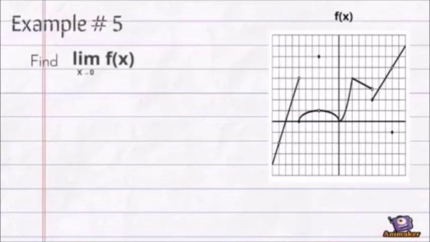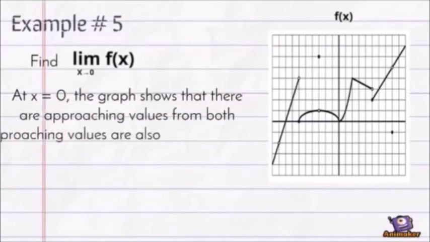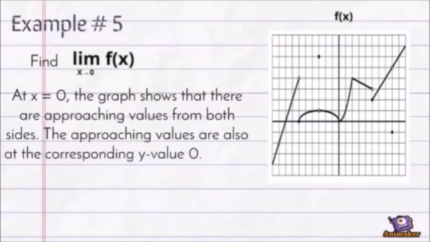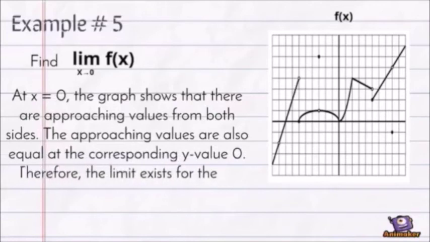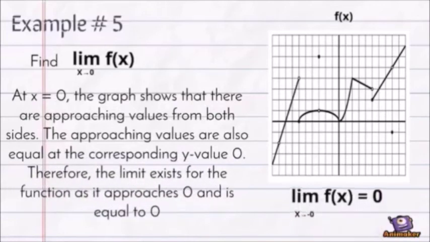Example number 5. Find the limit of f of x as x approaches 0. At x equals 0, the graph shows that there are approaching values from both sides. The approaching values are also equal to the corresponding y value 0. Therefore, the limit of f of x as x approaches 0 is equal to 0.